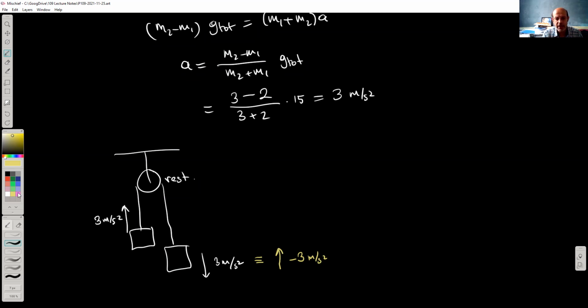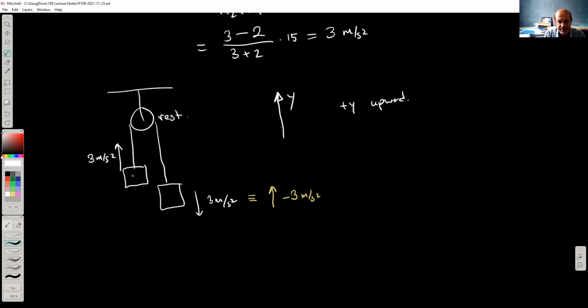So in any case, what I will do is choose my y-axis upward. So let's say plus y upward, okay? In that case, this is the first block and that's the second block. The acceleration of the first block has a y component which is equal to +3 meters per second squared. And the second block has an acceleration whose y component is equal to -3 meters per second squared.